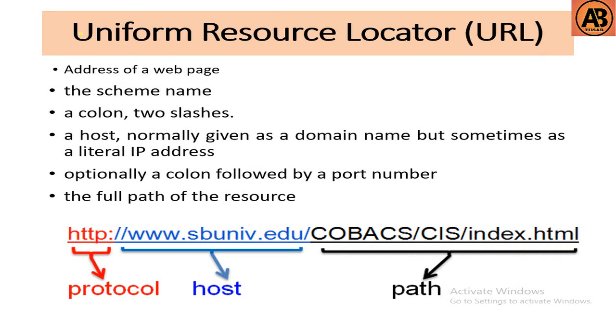Then URL. URL means Uniform Resource Locator. It is an address of web page. The scheme name, that is http, www.sbuniv.edu cobax 6 index.html. Here you can see HTTP is the protocol, and this is the host name. This is the host name, and this is the pathway.